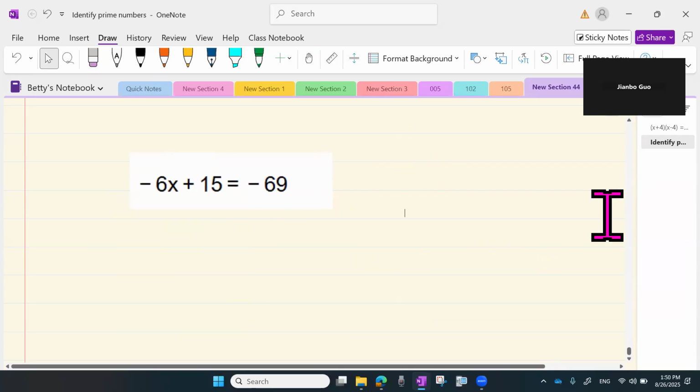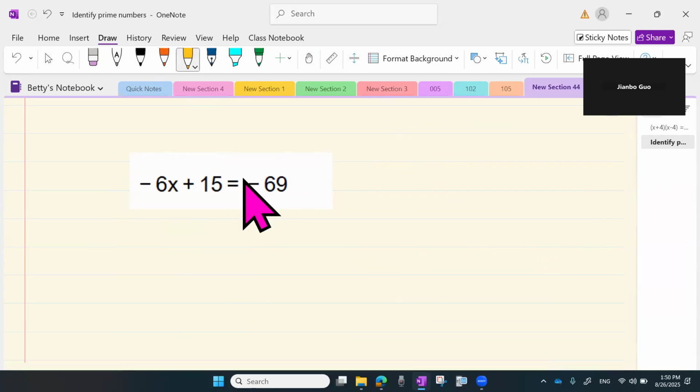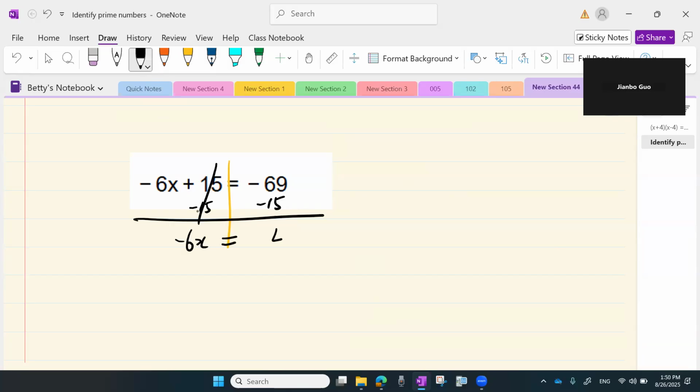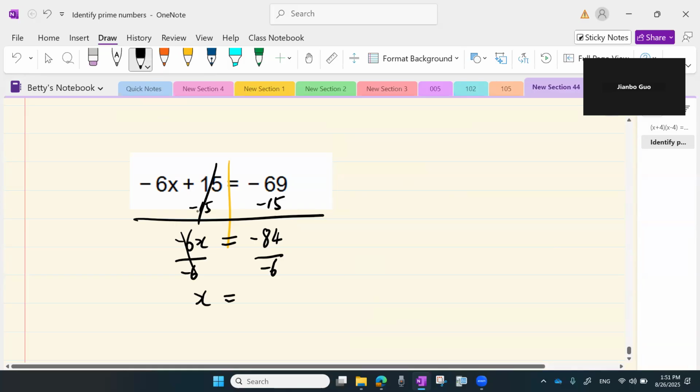We can minus 15 from each side. Cancel. Negative 6x equals negative 69 minus 15, negative 84. Yes. And then divide each side by negative 6. Cancel. We have x equals negative, cancel negative, that is 14. So x equals 14.